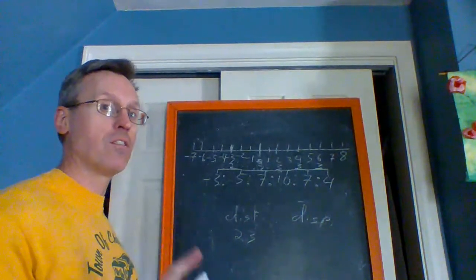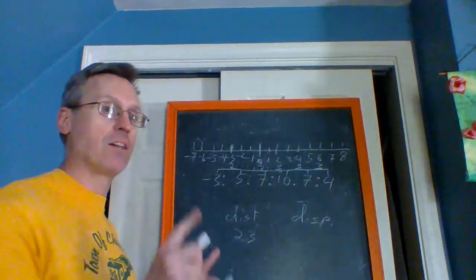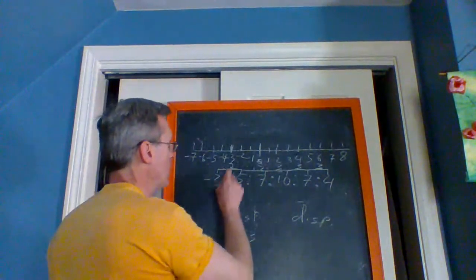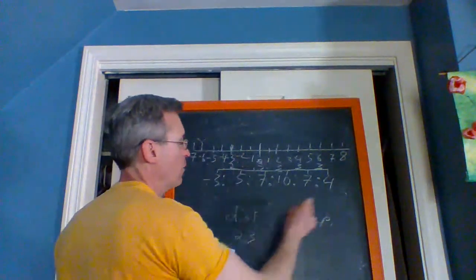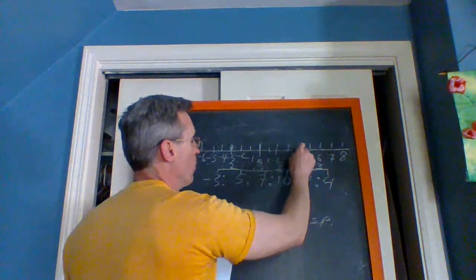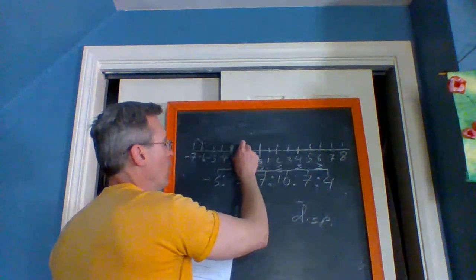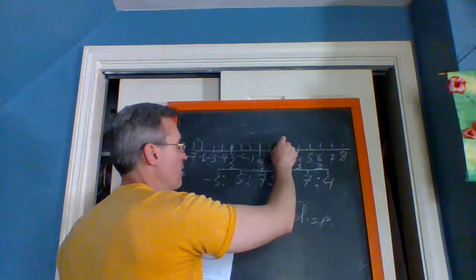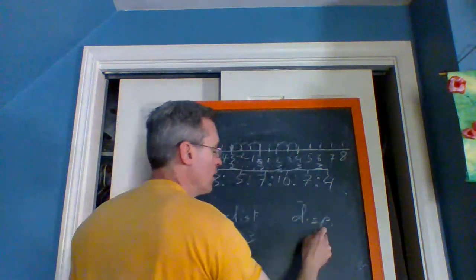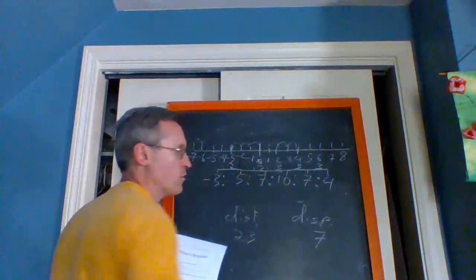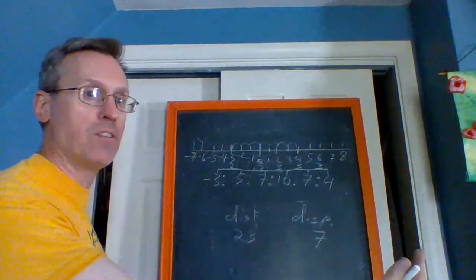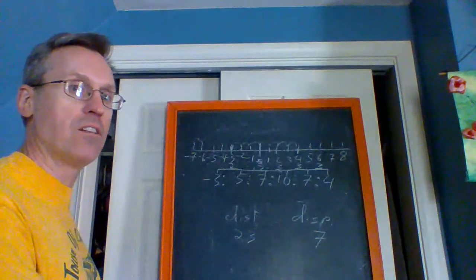Well, again, your displacement only depends on the start point and the end point. So we started at negative 3 right here, and then we ended up at 4, positive 4. So what is that? 1, 2, 3, 4, 5, 6, 7. So our displacement, the size or the magnitude, is 7. Now we have to give it a direction. If it's right, it's positive. If it's left, it's negative.